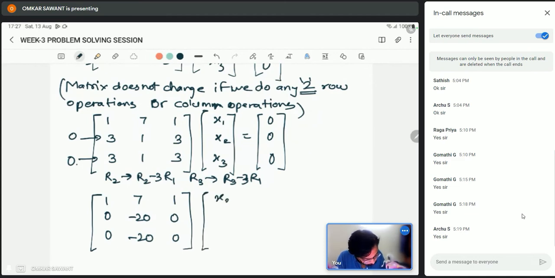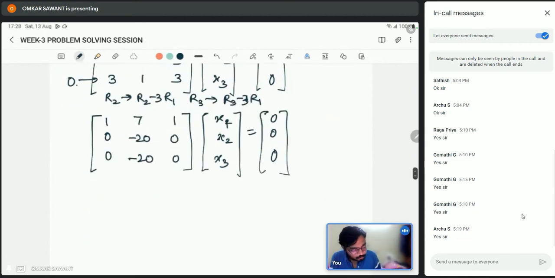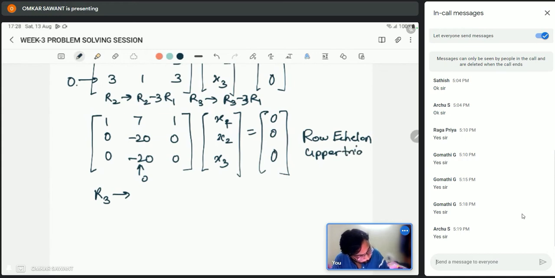So, x1, x2, x3, 0, 0, 0, right? Now what will we do? We will make this 0. How will we make this 0? What we want is row echelon form, that is upper triangular matrix form. We want an upper triangular matrix. Okay, so R3 gives R3 minus R2.